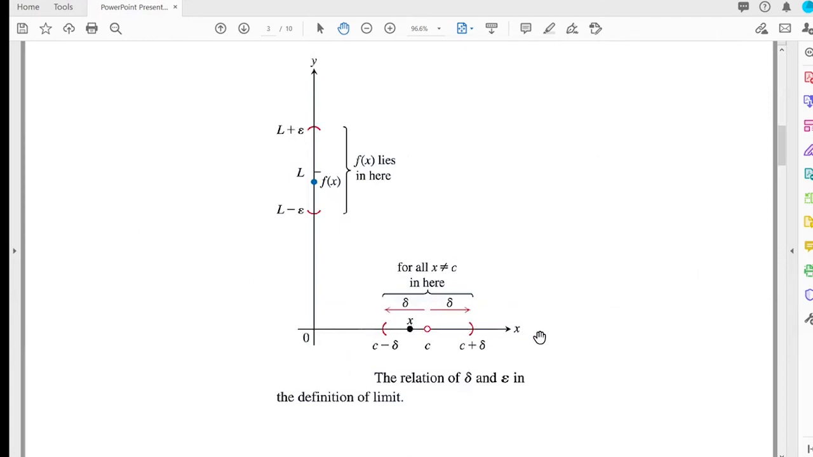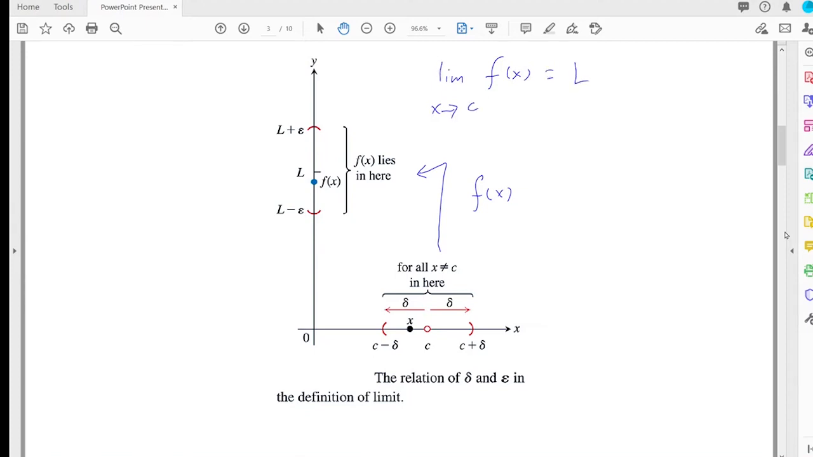So here is the x-axis and here is the y-axis. There is a value c. Around c we're trying to create an open interval with distance delta to the right and to the left. This is an open interval. So if you pick any x from this interval, the image of that x using the function f of x should be inside this interval, because that's how we have defined the limit, and I'm going to use that definition here.